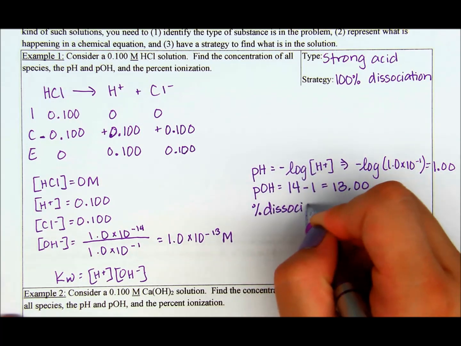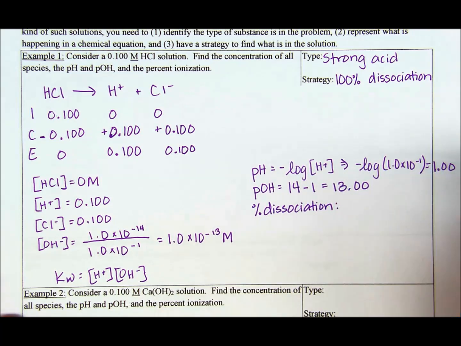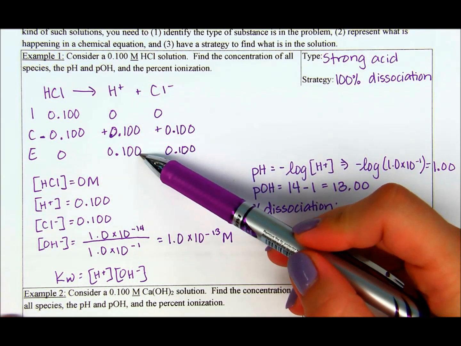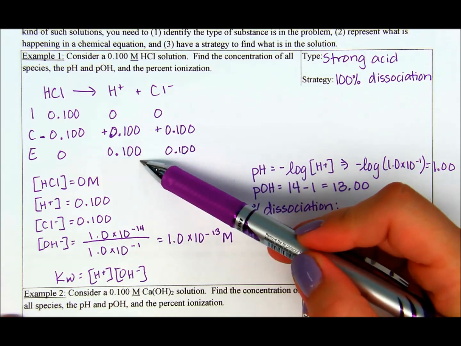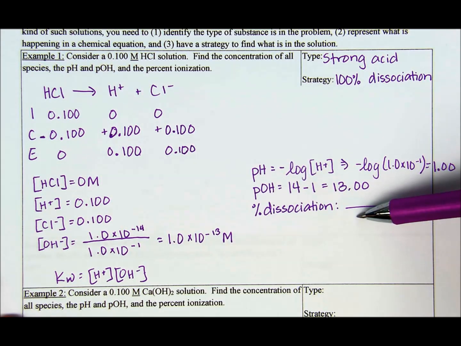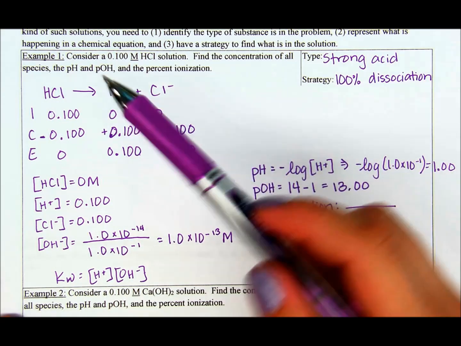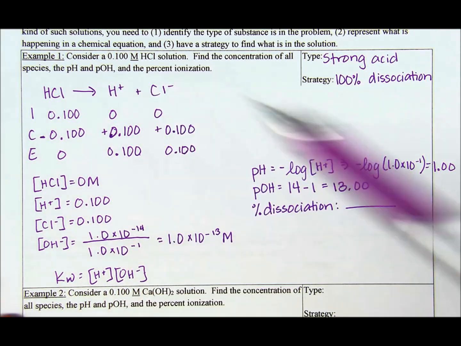Percent dissociation is just a ratio really here. So it's the amount of ions that dissociated, right? So you can just pick one of these ions, pick the hydrogen. So the concentration of the ions in solution over the initial amount of whatever you started with.